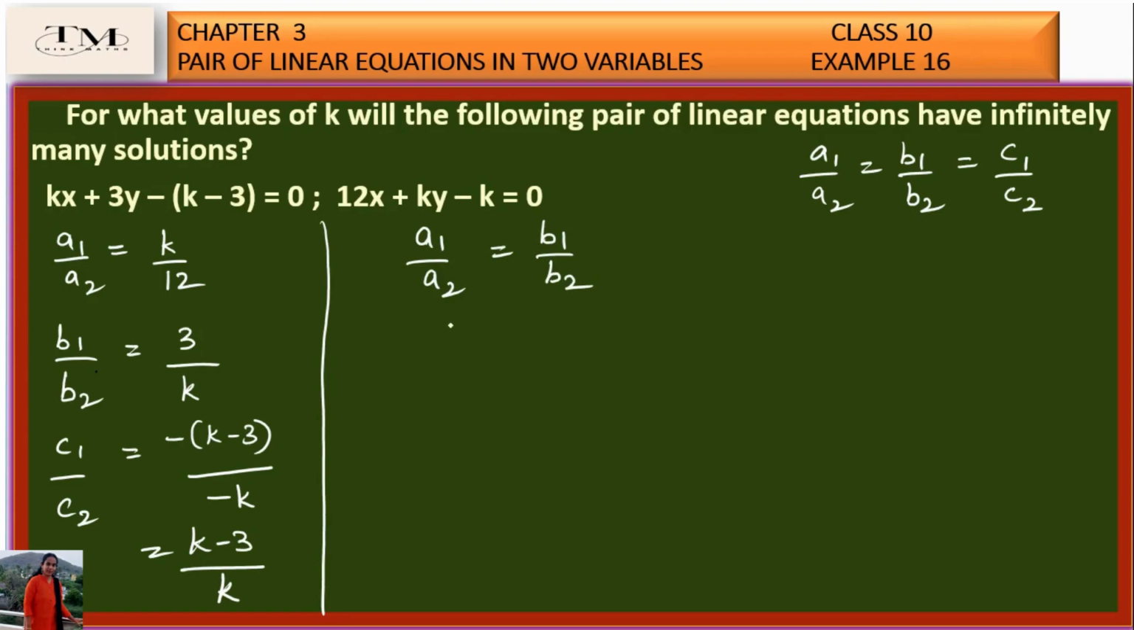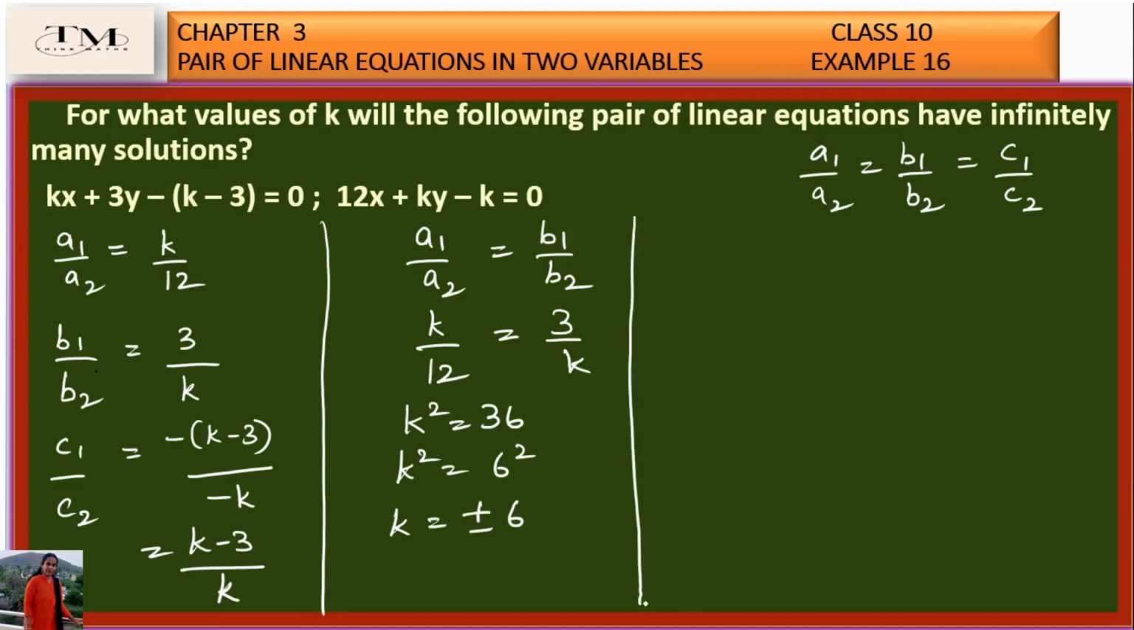If A1 by A2 is equal to B1 by B2, here A1 by A2 is K divided by 12, which is equal to B1 by B2, which is 3 by K. Cross multiplying, K square will be equal to 12 into 3, which is 36. This means K square equals 6 square. Taking the square root, K will be equal to plus or minus 6. So K can be plus 6 or minus 6. Let us check whether it gets the positive value or negative value.